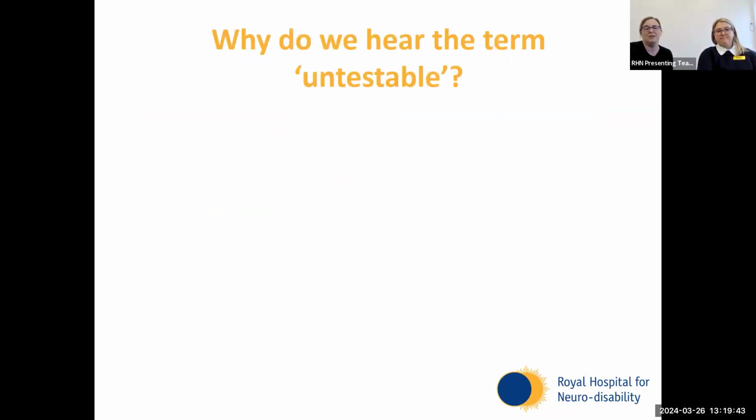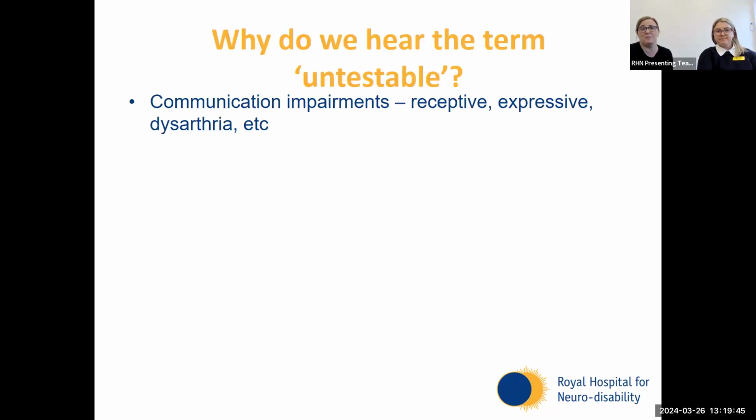But this is why we hear the term untestable with our patients. We can see all of these various things here that interfere with those basic abilities. Many of our patients have communication impairments. So our speech and language therapists do a lot of work at pinning those down, but they might have difficulties understanding, they might have difficulties with expressing their responses. It may be that they can formulate the words, but they've got severe dysarthria, so it might be difficult for us to understand what they're saying.